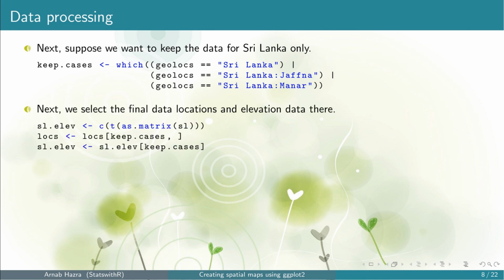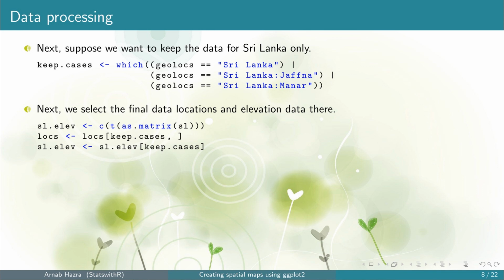First, we extract the elevation data from the raster layer SL and store it into sl.elev. Note that first we convert SL into a matrix by the function as.matrix, then transpose and then vectorize to obtain the final vector. This vector sl.elev would be of length 44,226, the number of pixels in the initially selected rectangle.